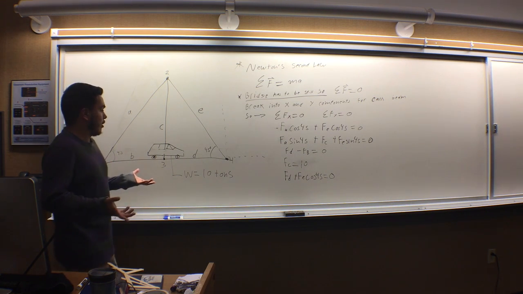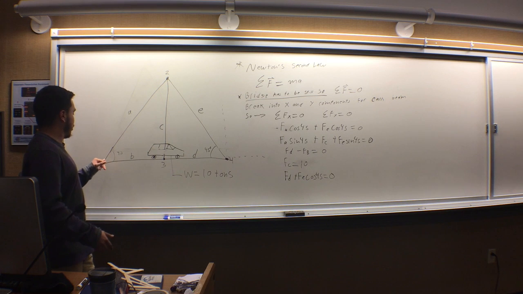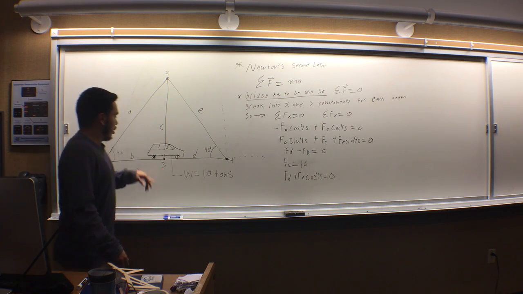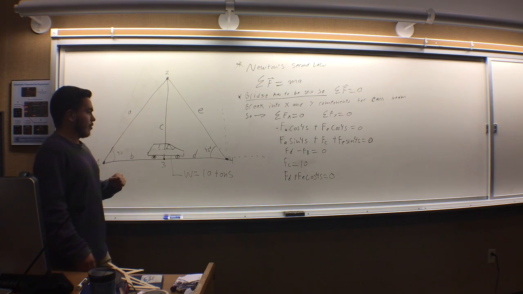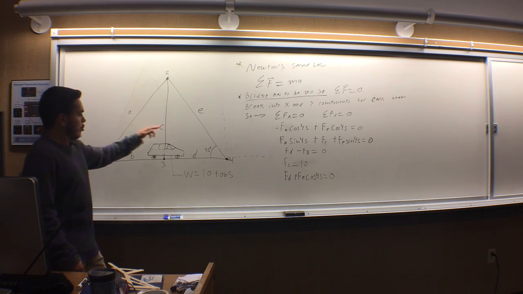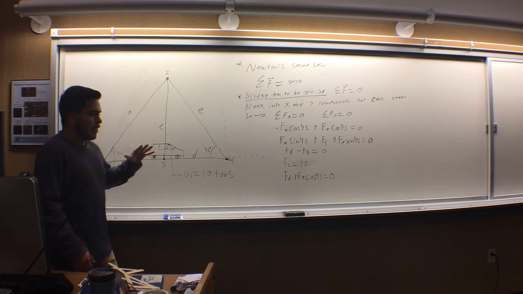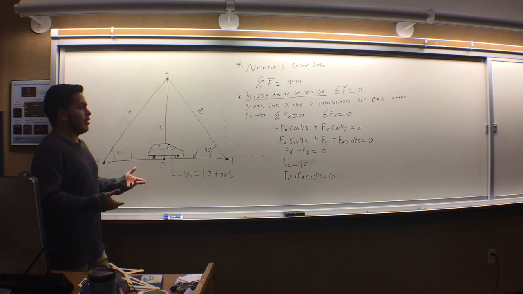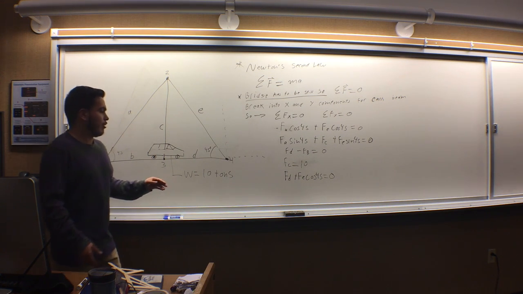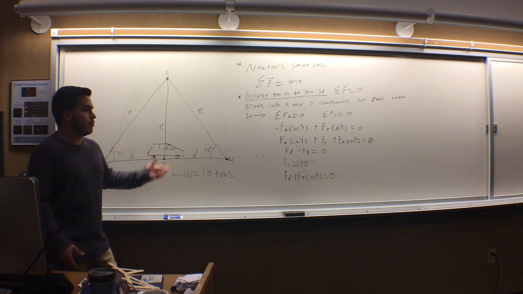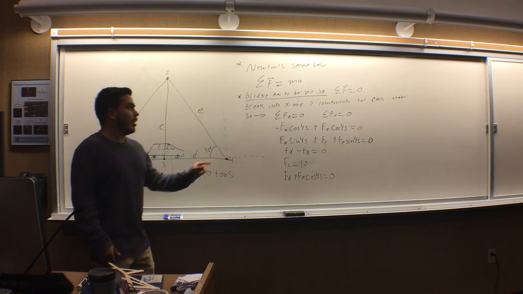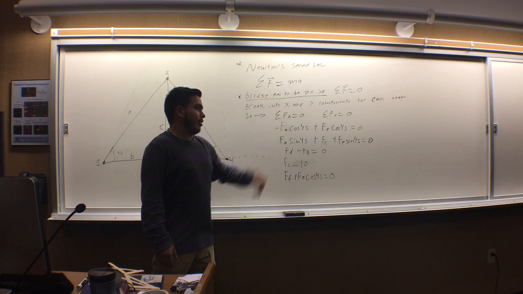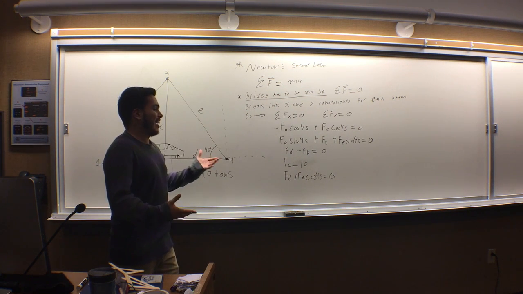So what we have is 1, 2, 3, and 4 joints, made up of 1, 2, 3, 4, and 5 beams. Now, what we need to do in this step is use Newton's second law to figure out the forces acting on each beam. Newton's second law is force equals ma, which is mass times acceleration.